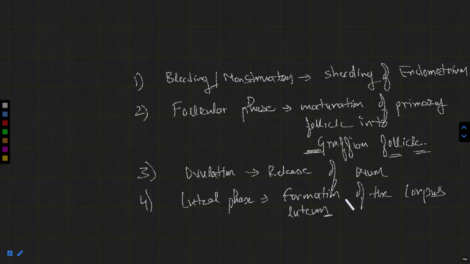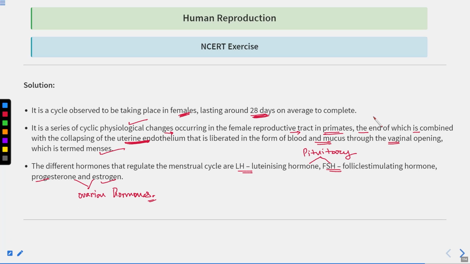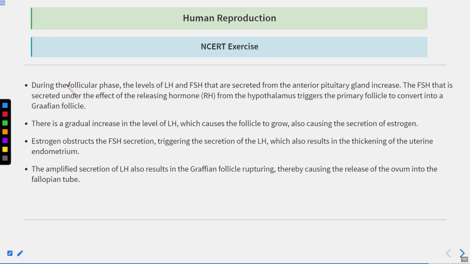Then, after the degeneration of corpus luteum, what will happen? Again, the next cycle will start because the level of the progesterone and estrogen will decrease, and this will lead to the thinning of the endometrium, and it will lead to the shedding of the endometrium. So now, after this, the next cycle will start. Clear?